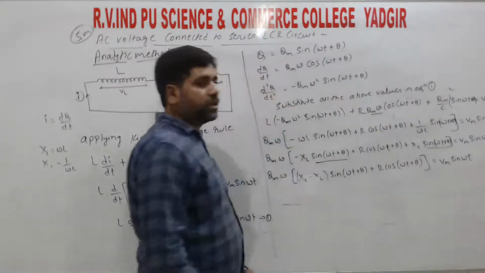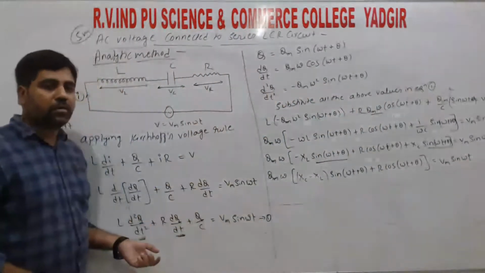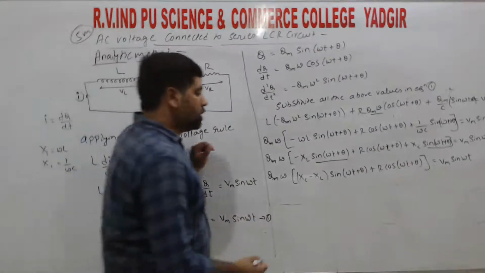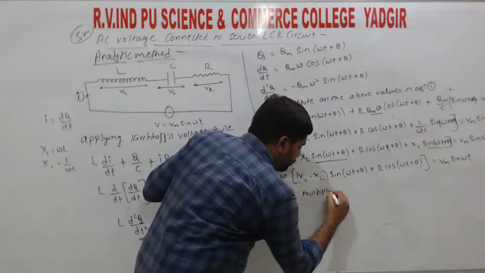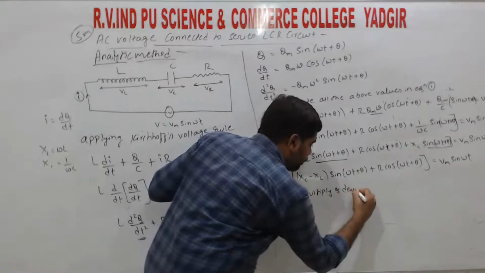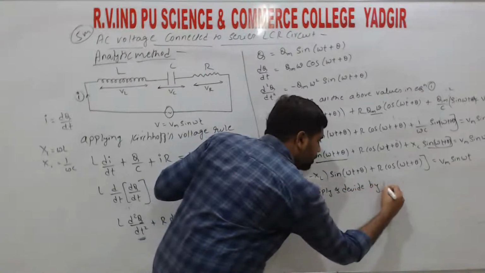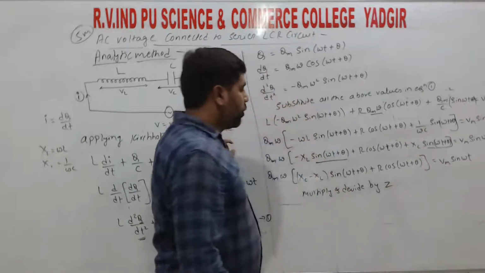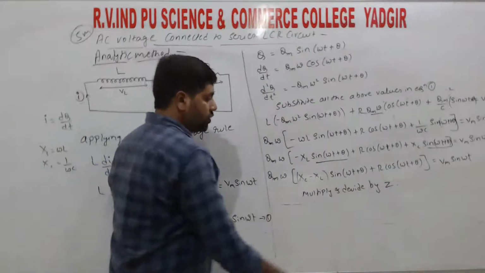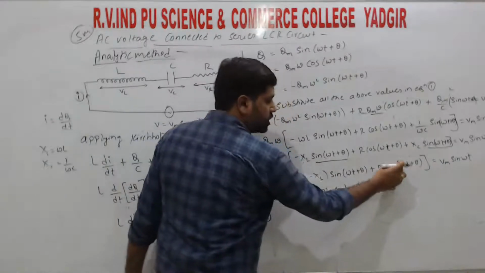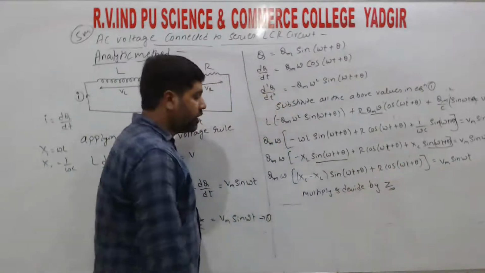So the analytic method is just simplifying the relations. Now multiply and divide by z. So in the above equation we are going to multiply and divide by z. So ez in the above relation ನಾವು multiply ಮಾಡ್ತಿದೀವಿ, ಜೊತೆಗೆ divide ಮಾಡ್ಕೊಂತೀವಿ, right?